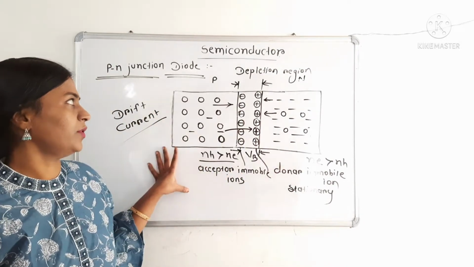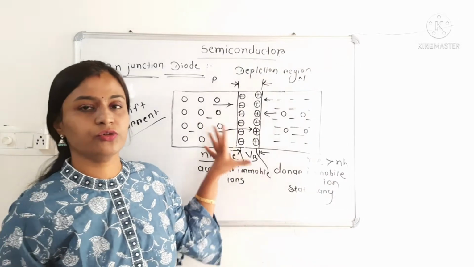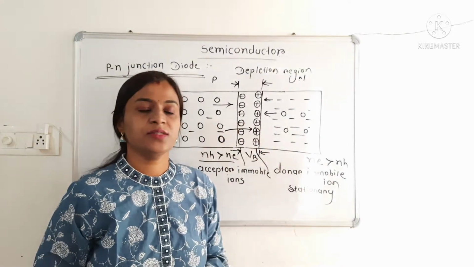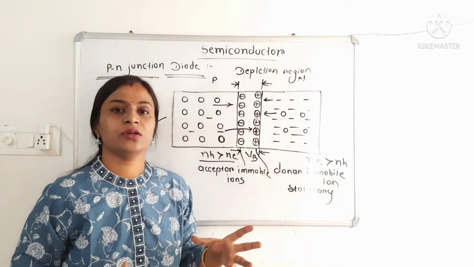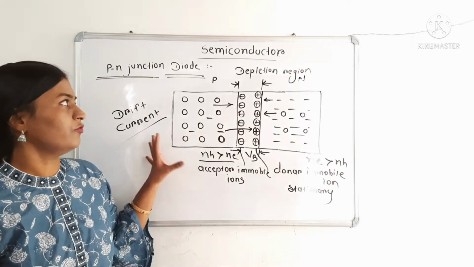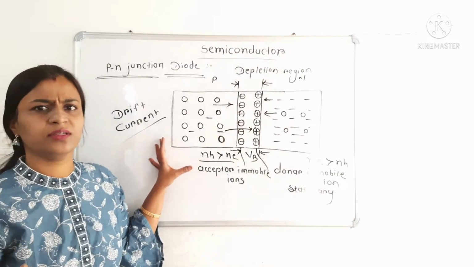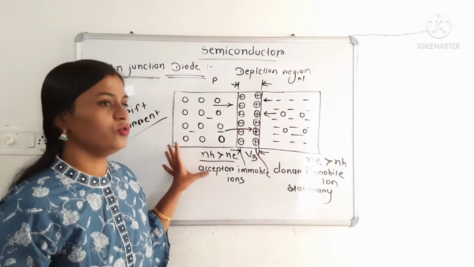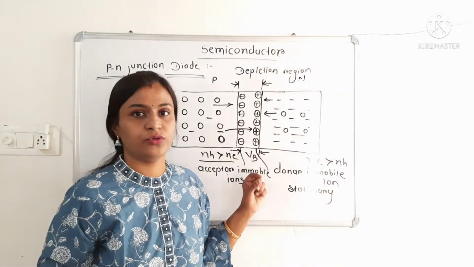This happens during the formation of the PN junction. See, this PN junction is a basic building block, and with the use of this we can design diodes.